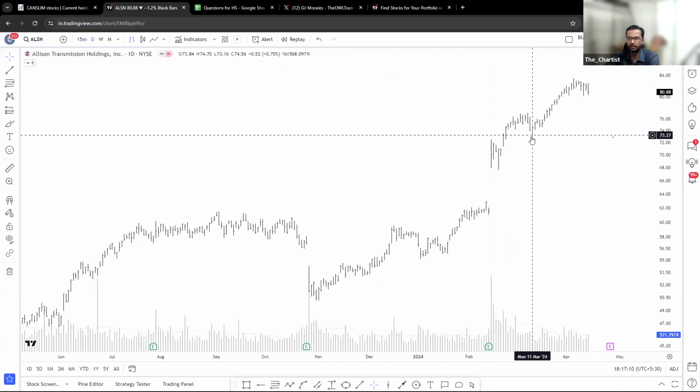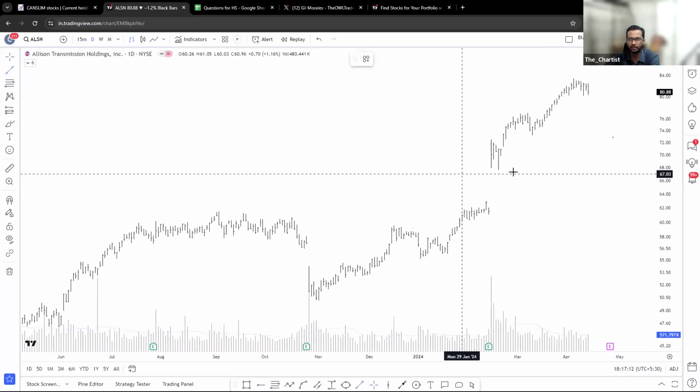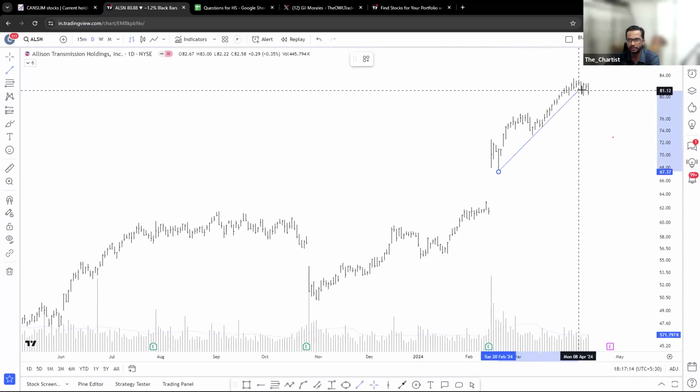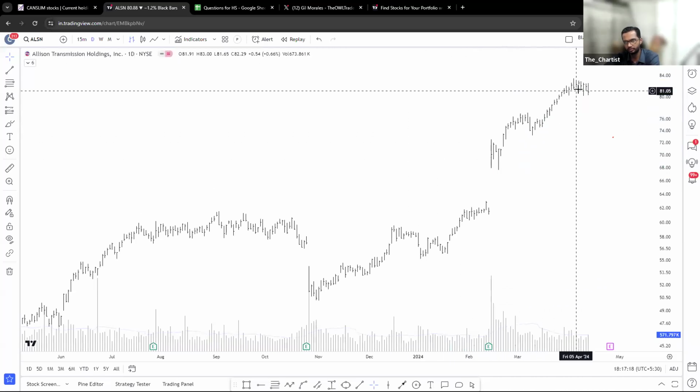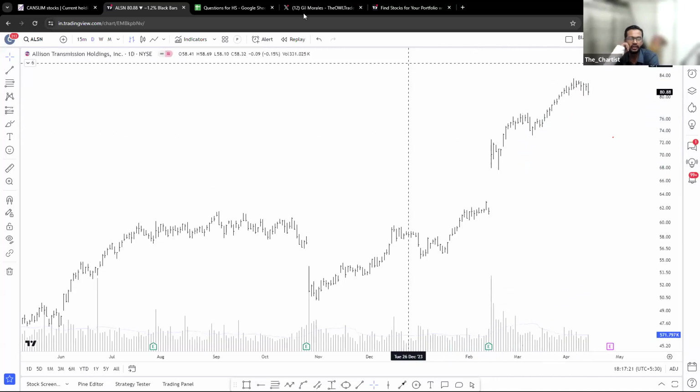Anyways, the best way is to trail your stop loss, maybe have some trend line based stop, or maybe have something like whatever we did, like higher lows, 21 EMA. Just have to follow the rules, nothing much.